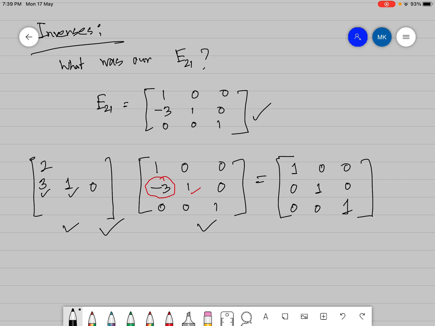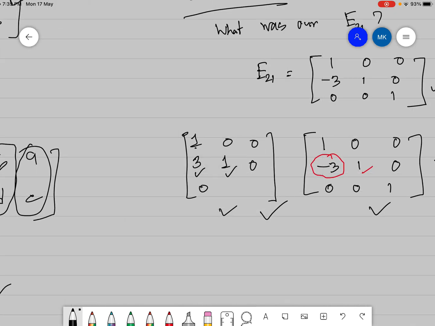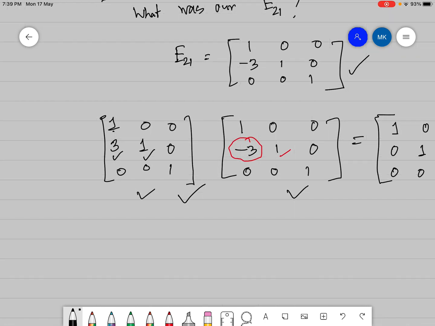So 1 0 0, 0 0, sorry, 0 0 1. Okay, so this matrix here actually does the operation of this matrix.